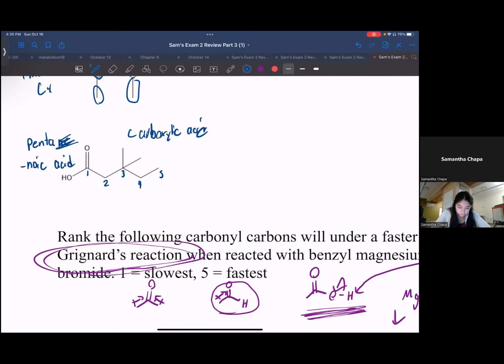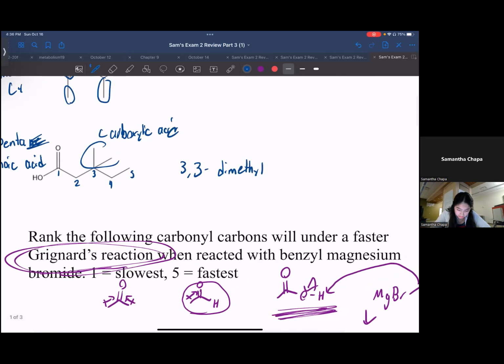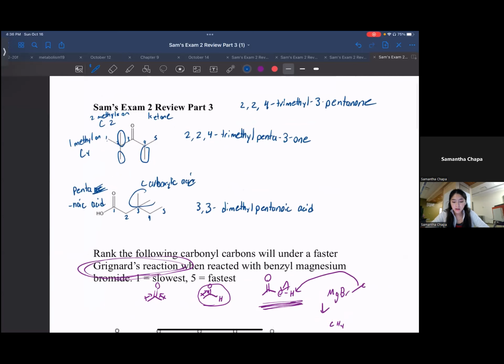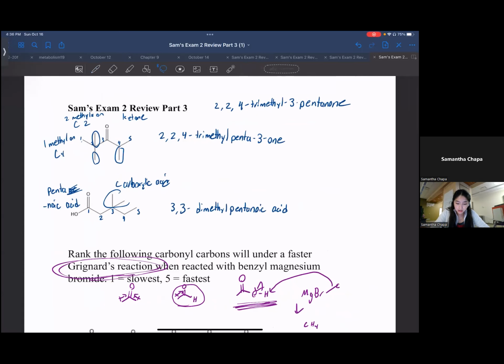What else? Okay, now I'm going to name my substituents. So I have 3, 3 dimethyl. I think we're good. 3, 3 dimethyl pentanoic acid. There we go. Jeez, that took a lot out of me.